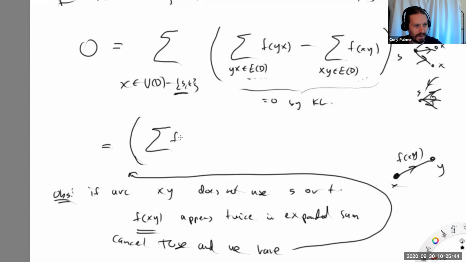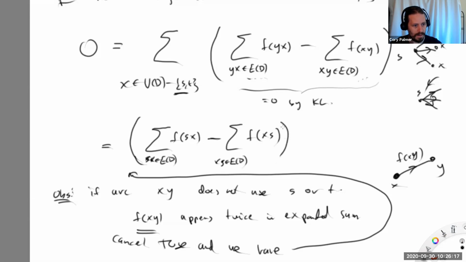I'll have F SX, where SX is an arc. Those will be left over. And also we will have the flow values into S, but those will be subtracted. Did I flip this around? I think I might have flipped it around. XS, no, I'm okay. XS is an arc.